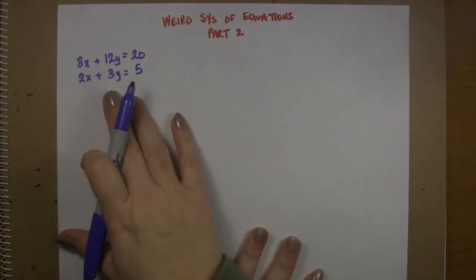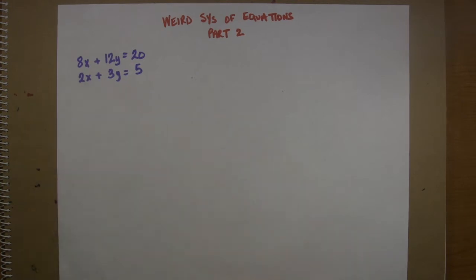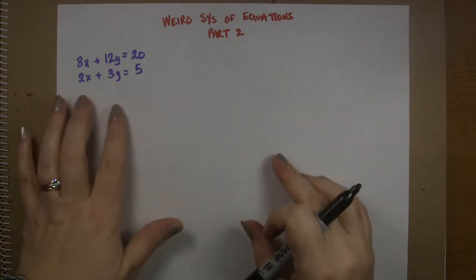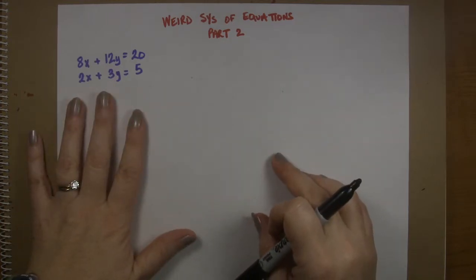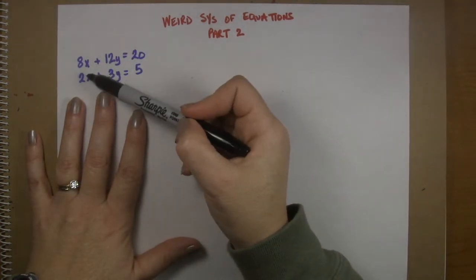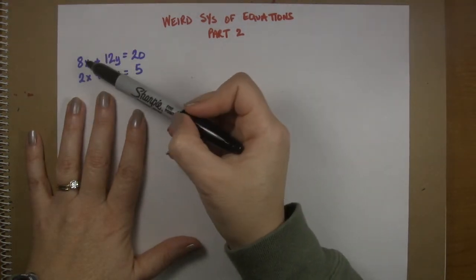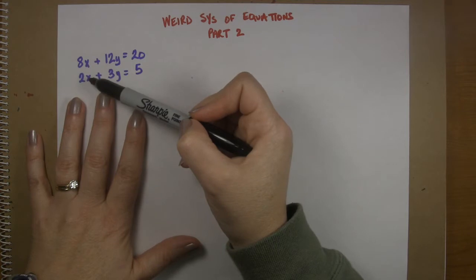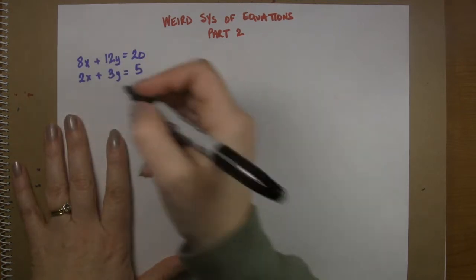So what I have here is a system of equations that I've written out for you, and we're just going to solve it. We're going to solve it the old-fashioned way, which is we are going to eliminate some of the variables. So I'm going to work on eliminating my x's. I have an 8x on top, so I really like to have a negative 8x on the bottom.